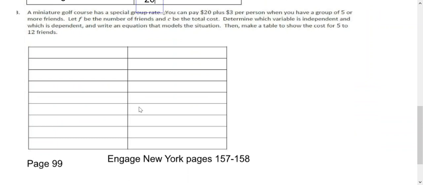Okay, and then the next one, a miniature golf course has a special group rate. You can pay, and I'm actually going to pause it, and I'm going to do it on my own, and then I will unpause it, and you can see the answer. So you pause it also and try it, and then you'll see the answer. And I'm going to have you do in the class, I'd say page 99 and 100. Pause, do, and then we'll go through it, okay?